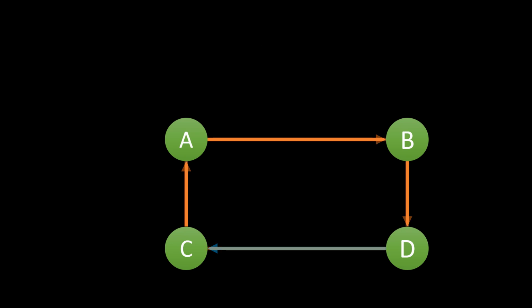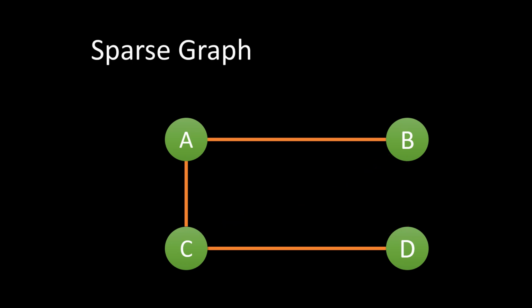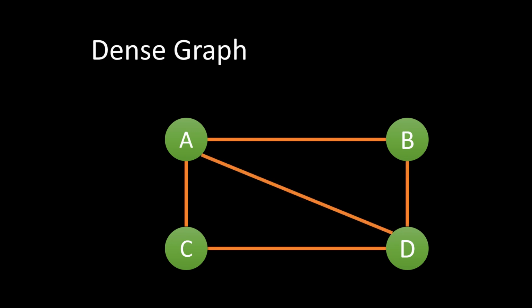Then there is a complete graph in which all the edges possible are present. Variant of graph is sparse graph, where there are relatively fewer edges. And then there is dense graph, where there are most of the edges. The difference between the two is quite vague and depends on the context.